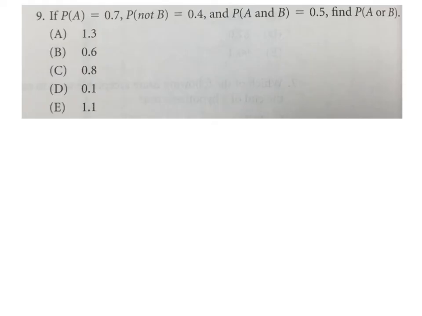All right, so the last thing I have is I found some multiple choice questions we can look at on probability. The probability of A is 0.7. Probability not B is 0.4. The probability of A and B is 0.5. Find the probability of A or B. So first of all, if probability of not B is 0.4, what is the probability of B? They're trying to trick you here.